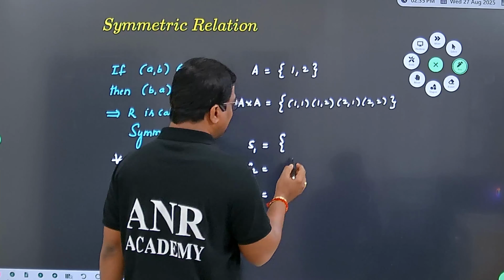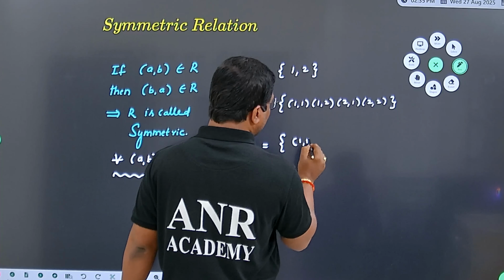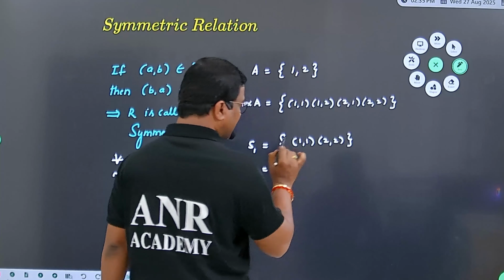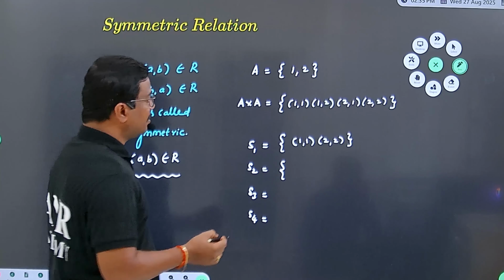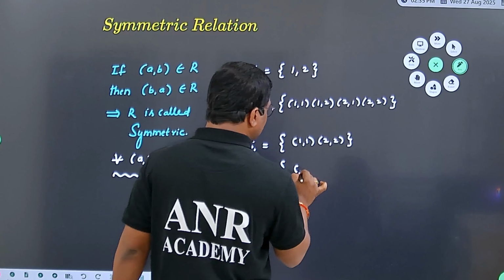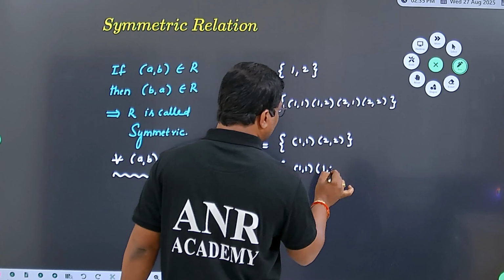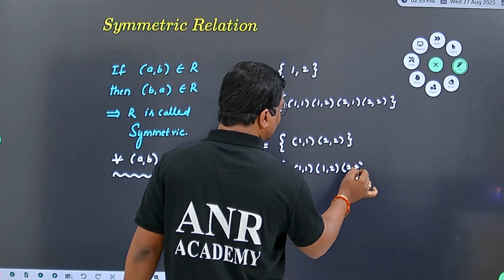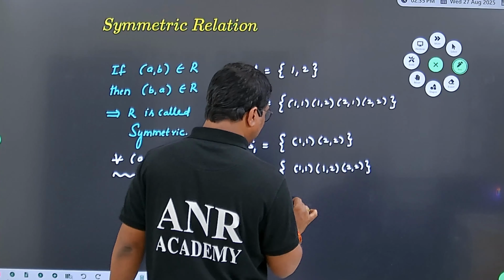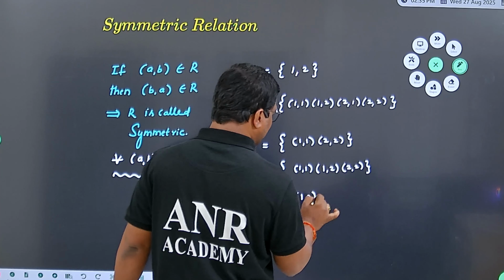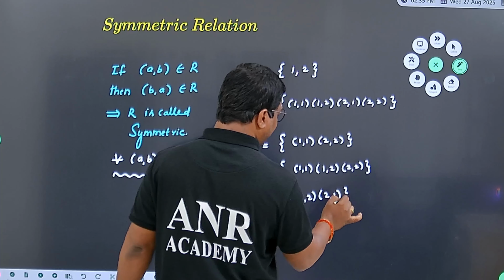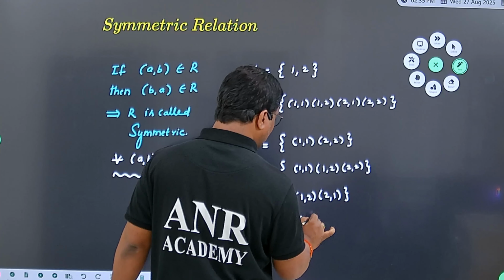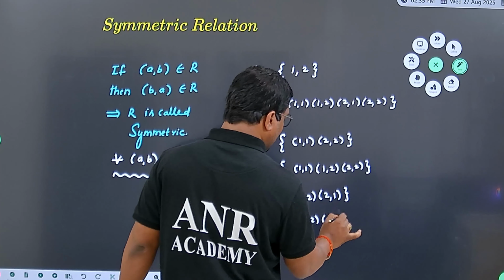Suppose the first subset contains the entries (1,1), (2,2). The next subset has the entries (1,1), (1,2) and (2,2). Next, suppose just (1,2), (2,1), and the fourth one I am going to choose is (2,2), (2,1).